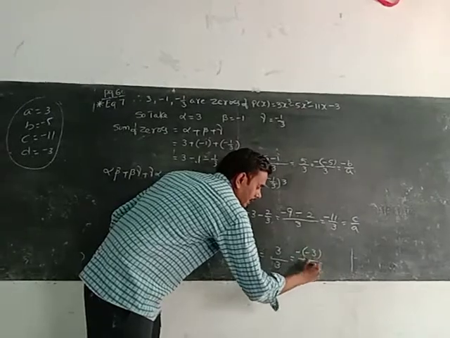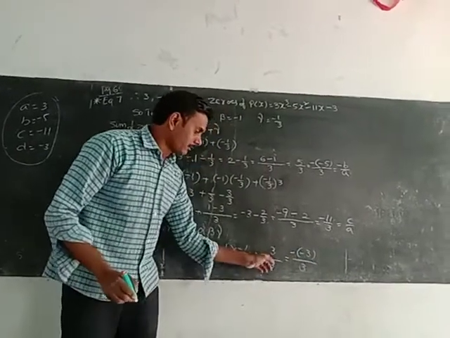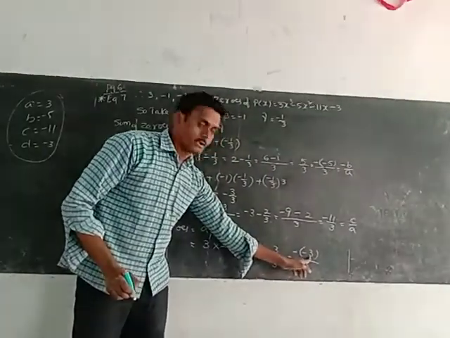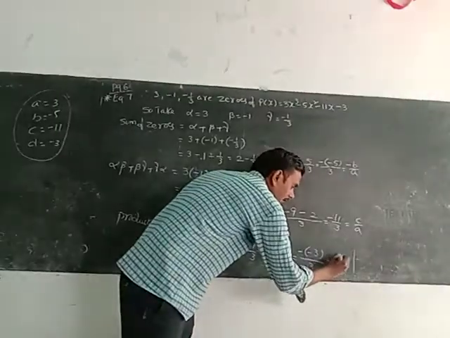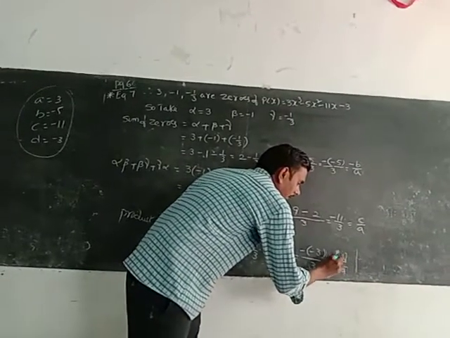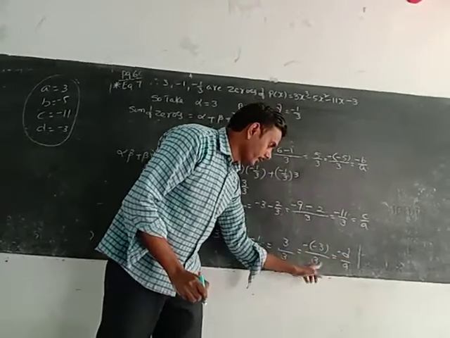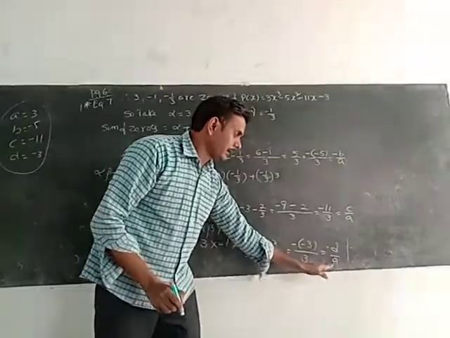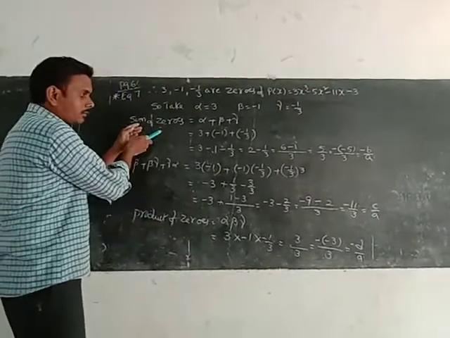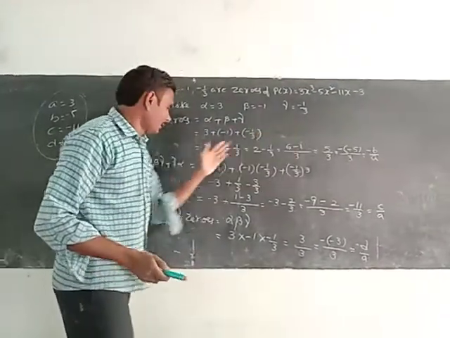Minus of minus 3 by 3. Minus of minus means 3 plus only. Here minus 3 is the d value, so we can write minus d by a. Minus 3 is the d value and 3 is the a value. Minus d by a.